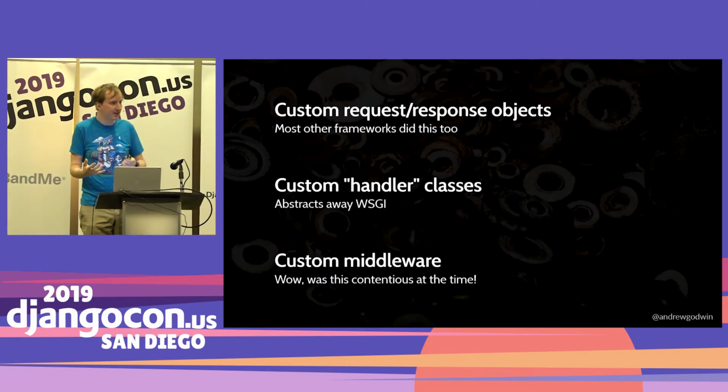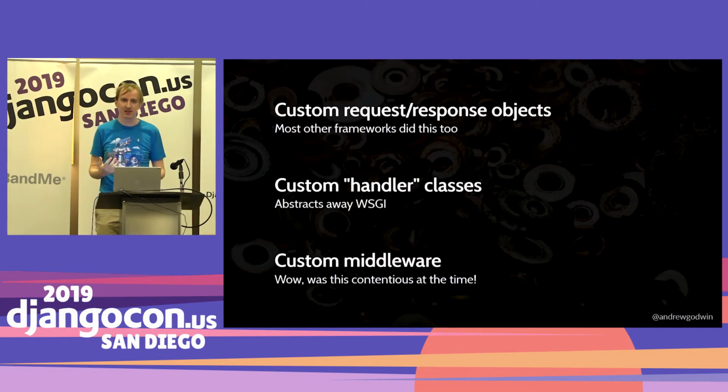And there's other things too, like we have our own request and response objects. Again, this is a useful thing because we can adapt those to either protocol. We have our own handler classes, as I said, the perfect place to put this new abstraction. And of course, we have custom middleware.